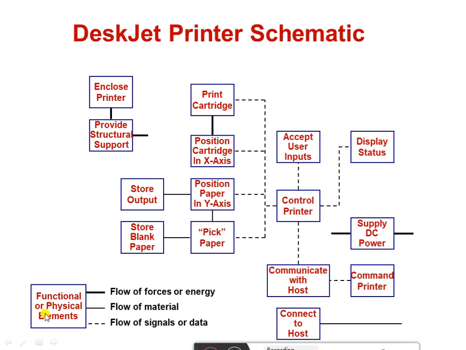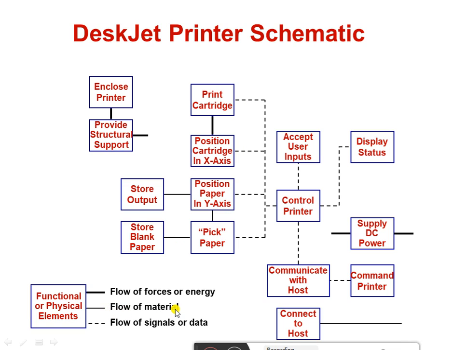So the functional or physical elements. The dotted line shows the flow of signal or data. So the display data from the system goes to the control printer, then it takes print. So that is what the dotted lines show. It may be an x-axis position and y-axis position, or pick paper or print cartridge.